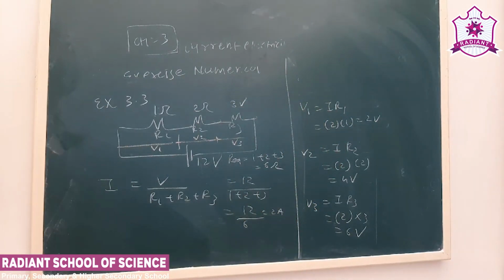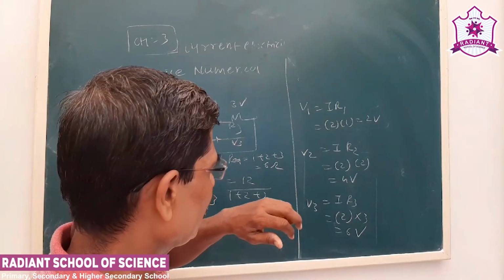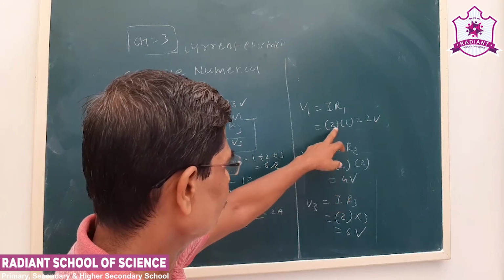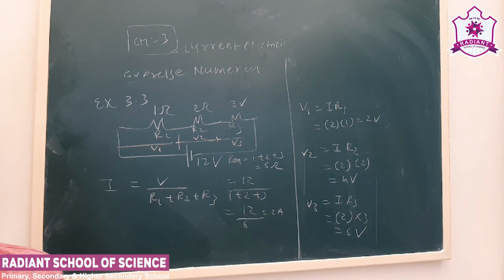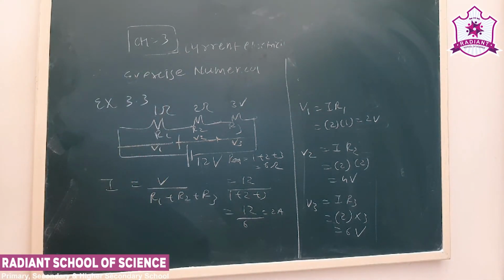See, this is how in series the current is same, voltage is divided. And what we see, the sum of the voltage drop across resistors, 2 volt plus 6 plus 6, 12 volt, that is equal to total EMF supplied in the circuit. So this is about the exercise numerical. See, next time we'll proceed further. Thank you.